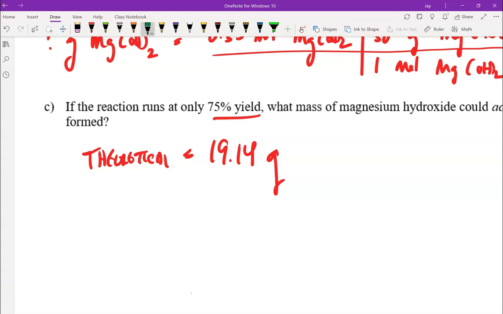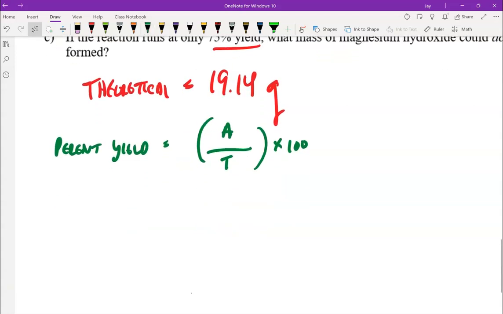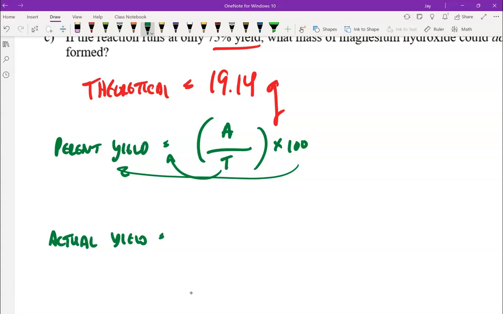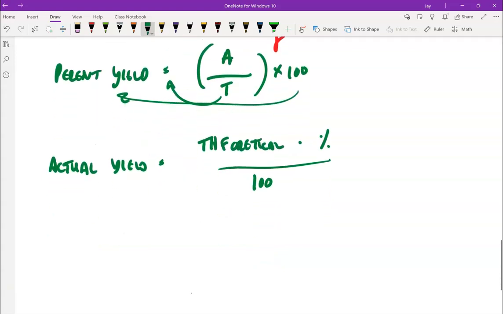So we're going to flip our equation for percent yield around. If we know that percent yield is equal to the actual yield divided by the theoretical yield times 100, we're going to flip this around by multiplying both sides by theoretical, dividing both sides by 100. So now actual yield is going to be equal to theoretical yield times percent, and we're going to divide that by 100. You don't have to memorize that, just write it down somewhere.